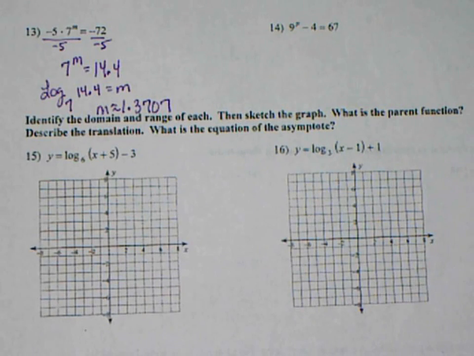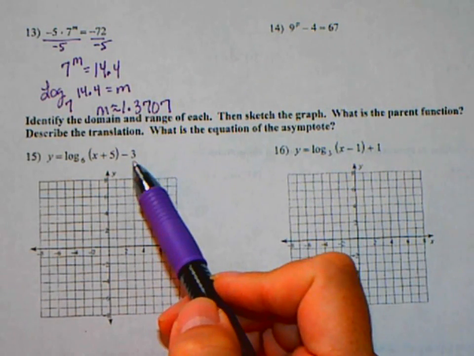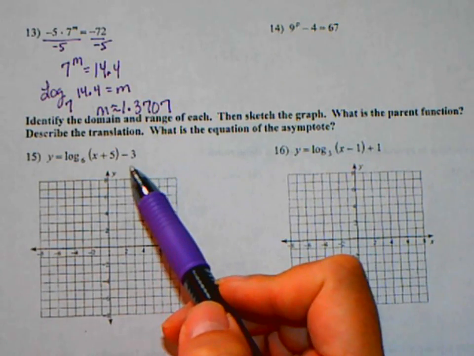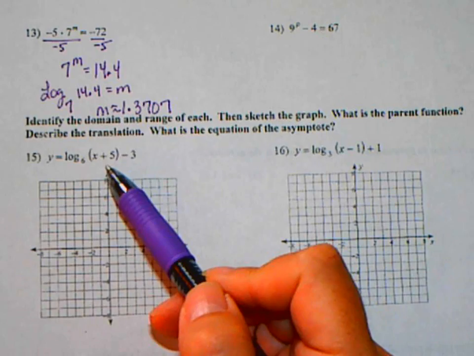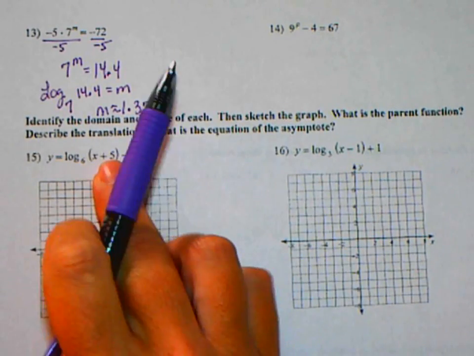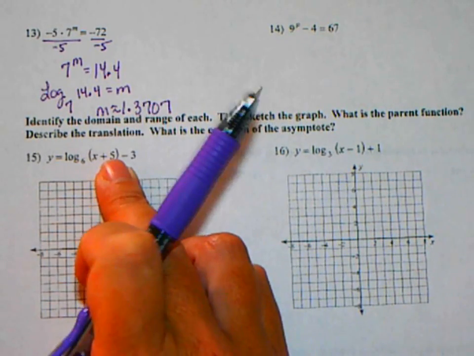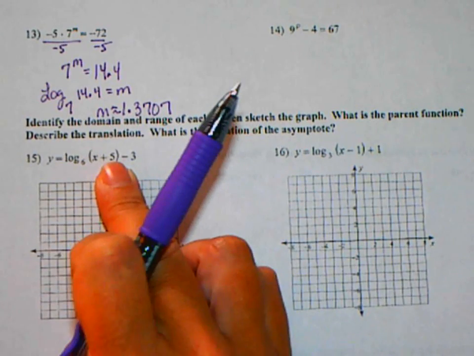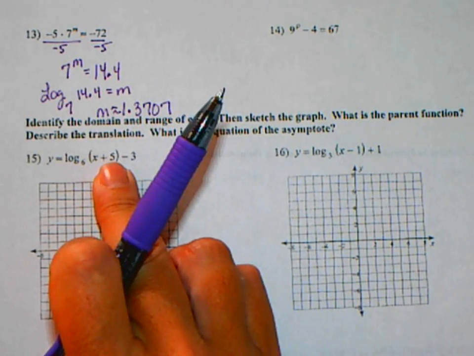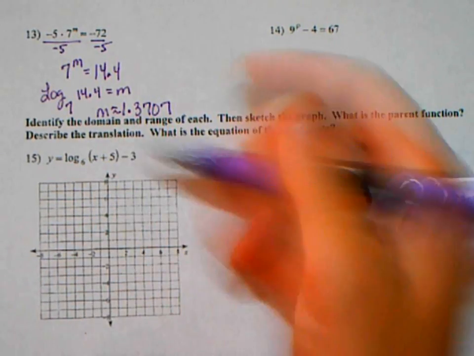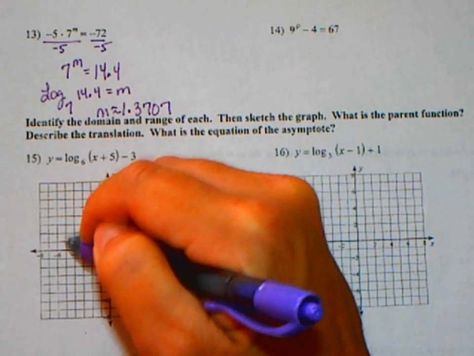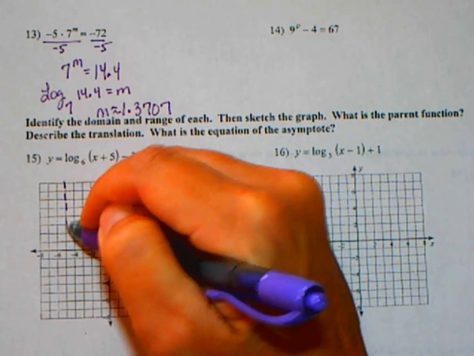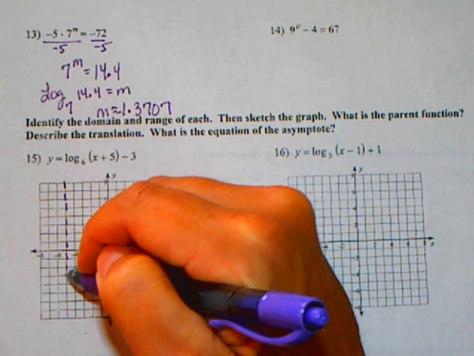If this were an exponential function, our asymptote would be at k, right? Because that's your vertical translation. But this is a logarithmic function, so your asymptote is at h, and you have to change the sign, remember? The asymptote shifts left and right. So our asymptote is going to be at -5. So I'm going to go ahead and draw that in at x equals -5.